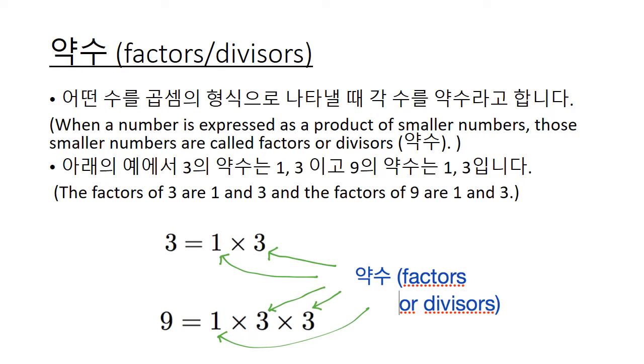So 아래 예에서 3의 약수는 1과 3이고 9의 약수는 1과 3입니다. So we can see here that the factors of 3 are 1 and 3, and the factors of 9 are also 1 and 3.